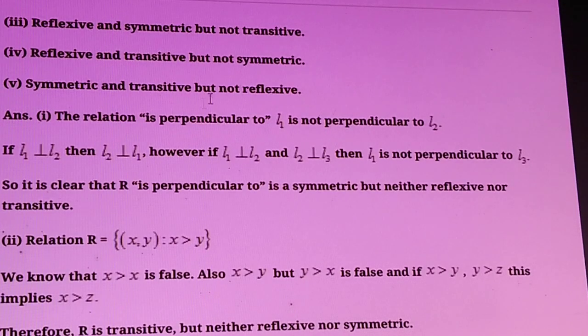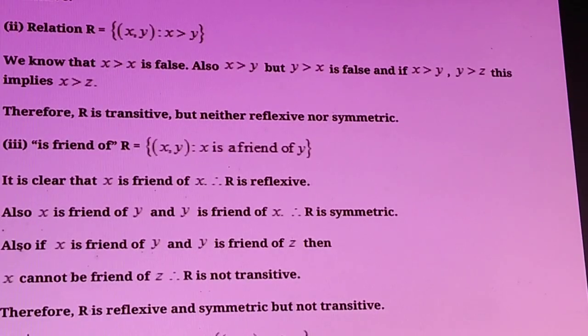To verify all these, first we consider the relation "is perpendicular to". For that, L1 is not perpendicular to L1. If L1 is perpendicular to L2, then L2 will be perpendicular to L1. However, if L1 is perpendicular to L2 and L2 is perpendicular to L3, then L1 is not perpendicular to L3. So it is clear that R, is perpendicular to, is symmetric but neither reflexive nor transitive.